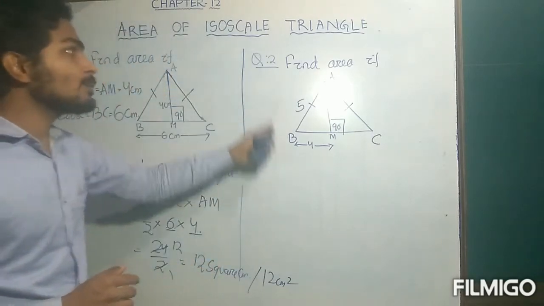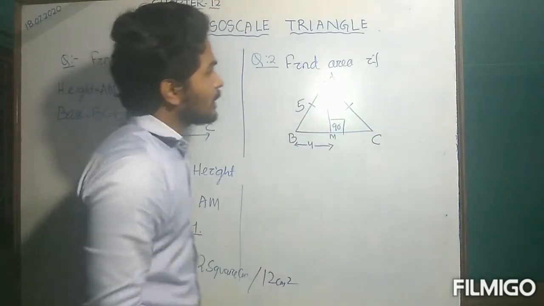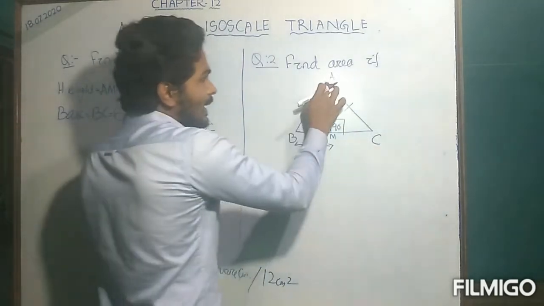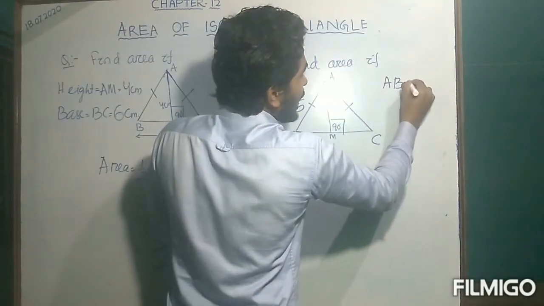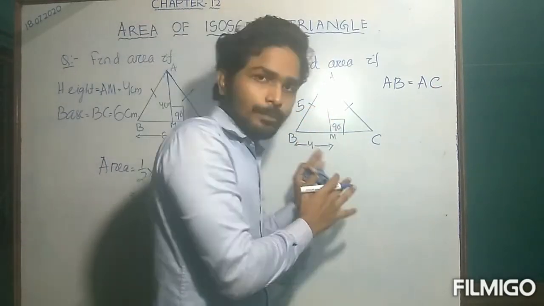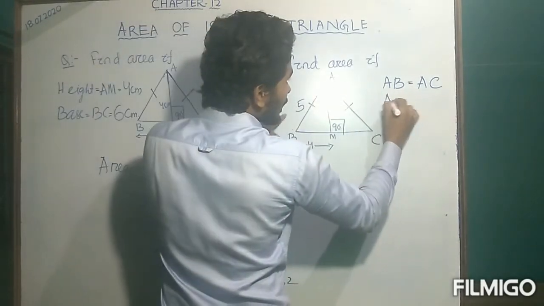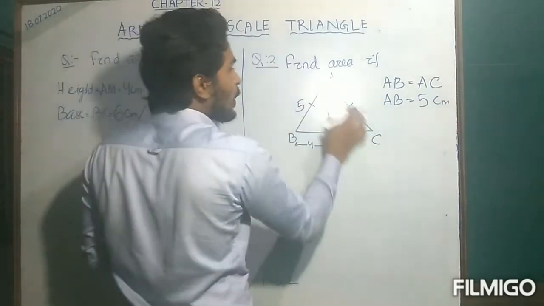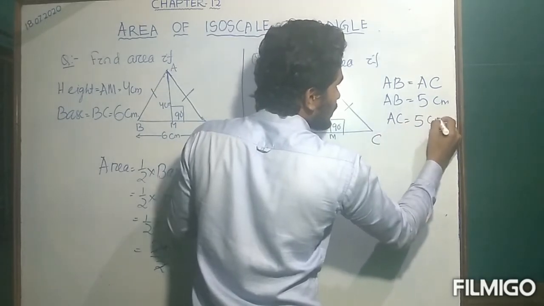Clear now? Coming to question number 2. See what is given in question number 2. It is an isosceles triangle, whose side AB is equal to AC. So I am writing this here first. AB is equal to AC. Always write the data that has been given already. AB is 5 cm. So what is the length of AC? AC is also 5 cm because AB is equal to AC.